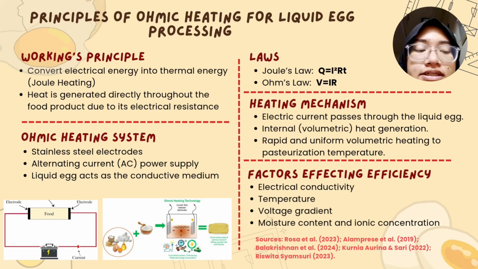In the ohmic heating system, the liquid egg is placed between two stainless steel electrodes that are connected to an alternating current power supply. The liquid egg acts as the conductive medium, allowing electric current to generate heat throughout the food product. Lastly, the efficiency of ohmic heating depends on factors such as electrical conductivity, temperature, voltage gradient, moisture content, and ionic concentration.